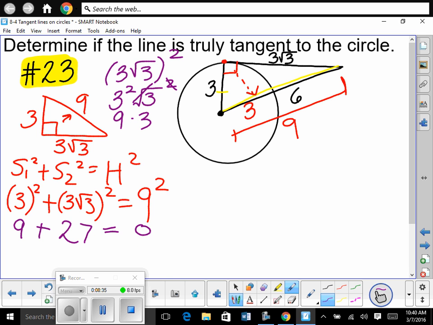Okay. And that's equal to 81. Is this a true statement? No. 27 plus 9 is what? 36. So we have 36 is equal to 81. No, that's not true. Therefore, this was not a right angle, okay? Because if it was, the Pythagorean theorem would have held true. So we would say, no, this line is not tangent, because if it was, that would have been 90 degrees. So that must have not been 90 degrees. So that line was not tangent.